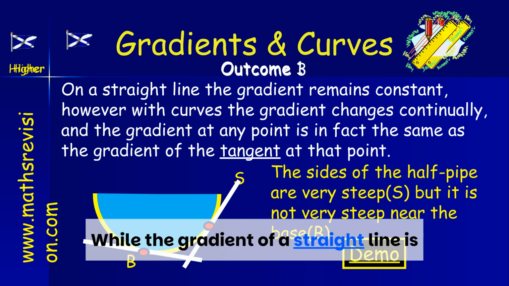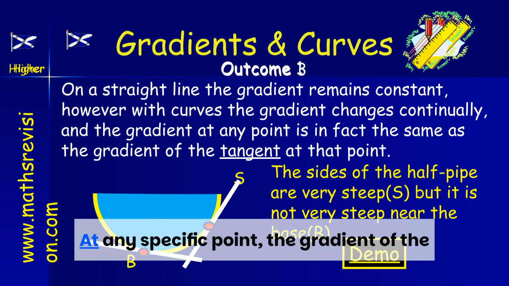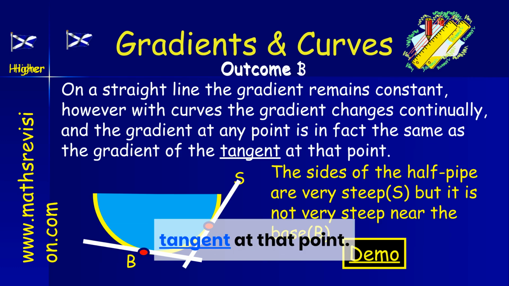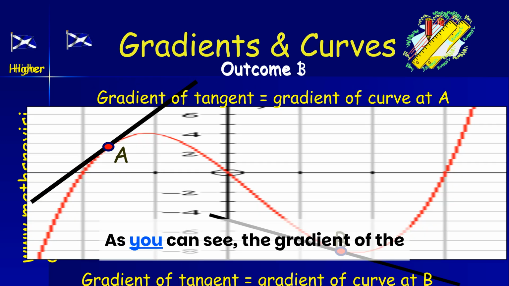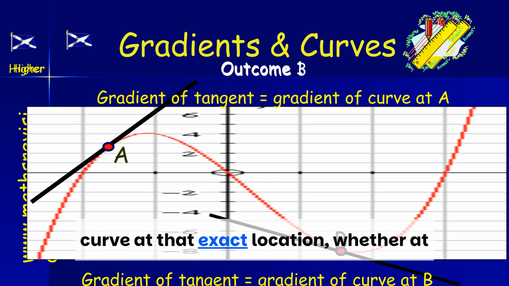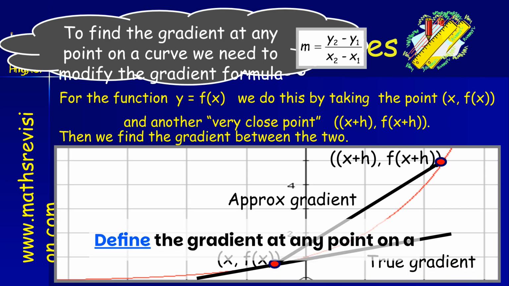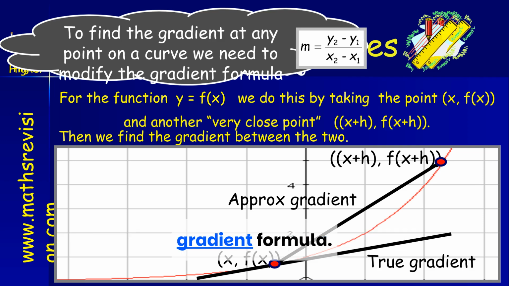While the gradient of a straight line is constant, the gradient of a curve changes continually. At any specific point, the gradient of the curve is equal to the gradient of the tangent at that point. As you can see, the gradient of the tangent line provides the gradient of the curve at that exact location, whether at point A or point B. To find the gradient at any point on a curve, we must modify the standard gradient formula.